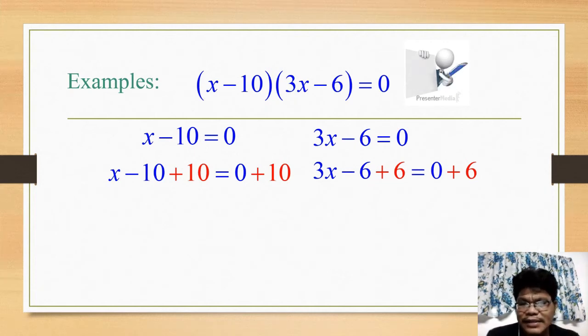So, negative 10 plus 10 becomes 0. And then 0 plus 10 equals 10. So, meaning, aside from the addition property, we can also apply, for example, x minus 10, simply transfer negative 10 to the right. So, it becomes positive 10. So, the answer now, x equals 10.